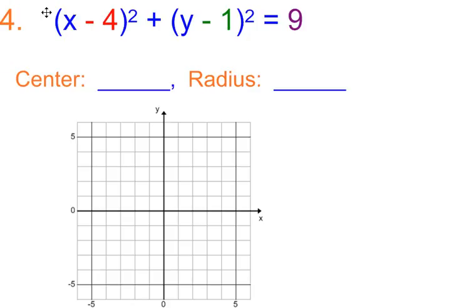In this lesson, we are going to be finding the center and radius of a circle from the equation they give us, and then graphing it. So you can see in number 4, it's set up perfectly in the equation. We're going to go ahead and grab the h and k out of here.